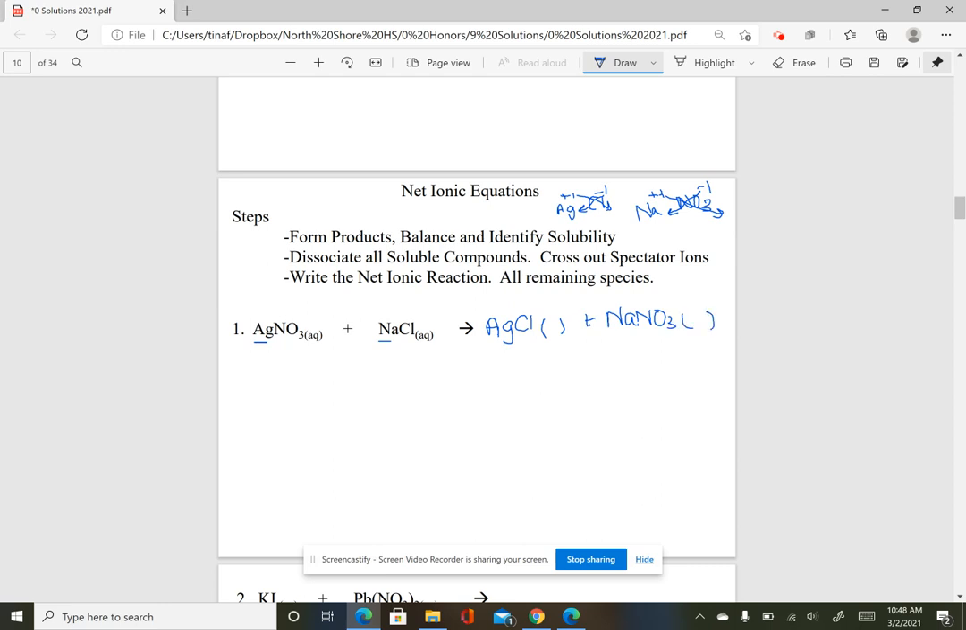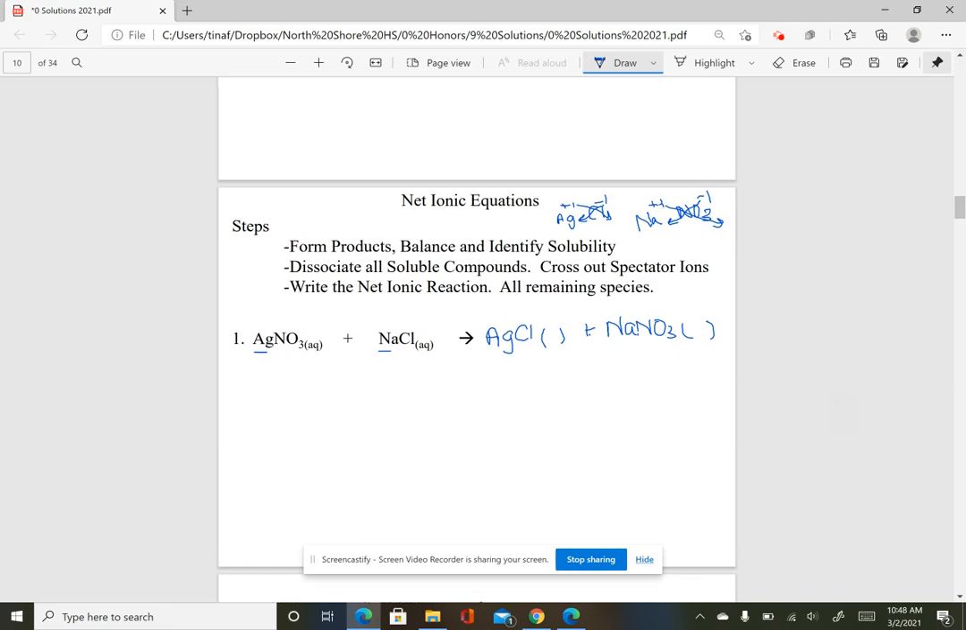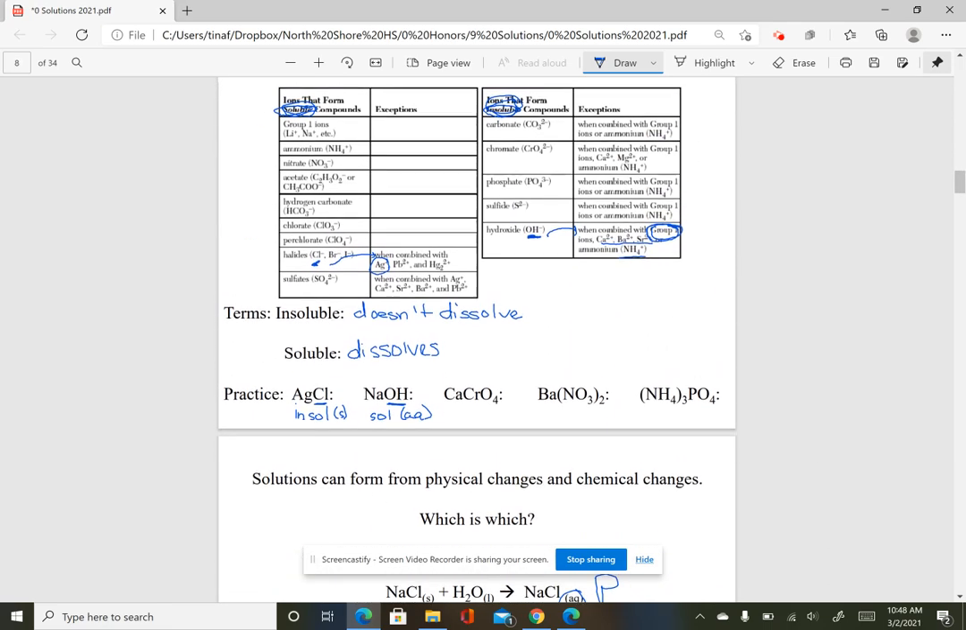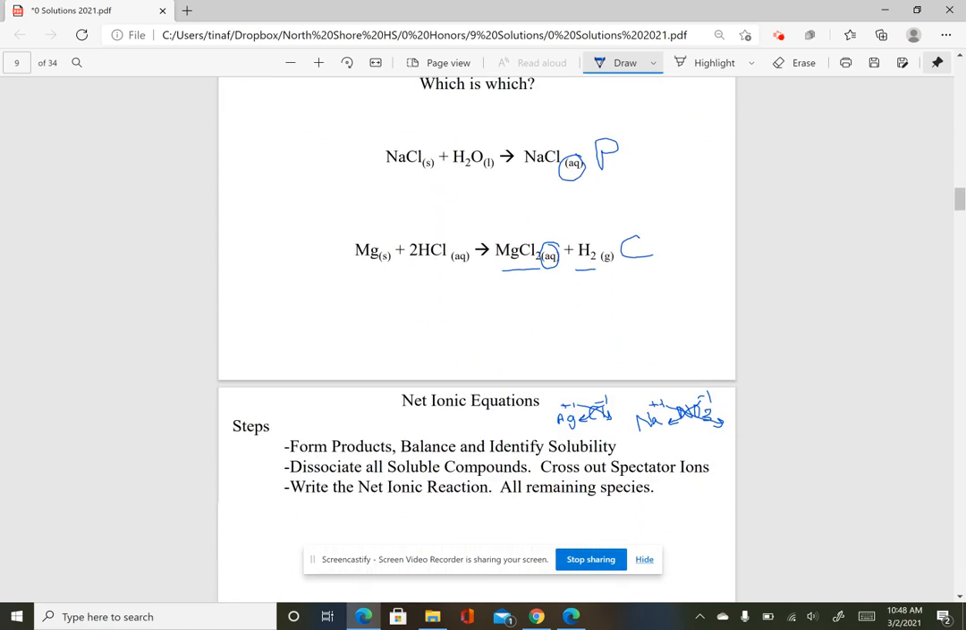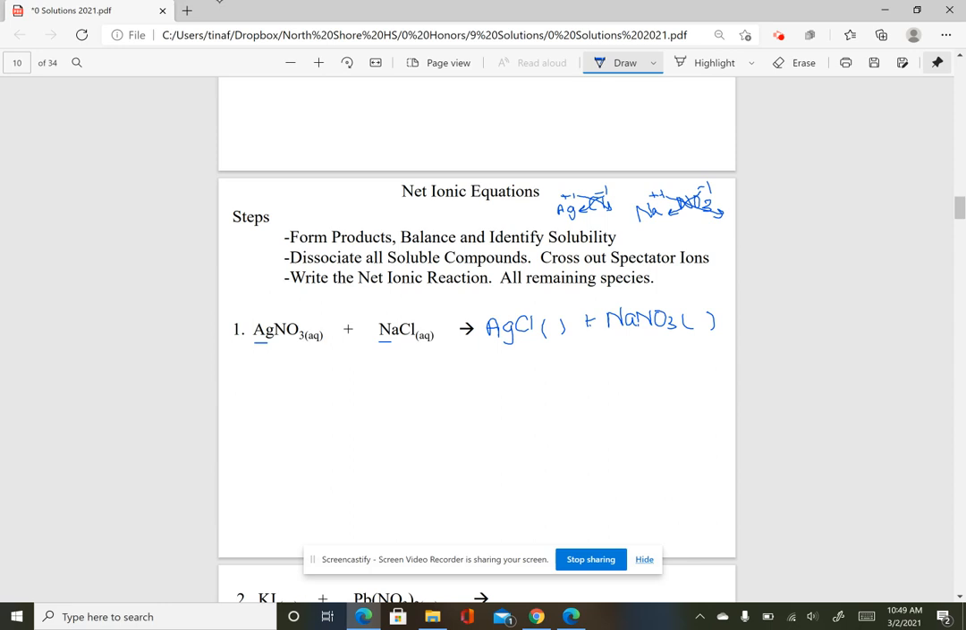Okay, now if I go to table F, which is the table we were just looking at, I want to determine if those two things that I just made are soluble or insoluble in water. So if I go back up, I already looked at AgCl. I know that's insoluble. NaNO3, NO3 has no exceptions. So anytime something is bonded to NO3, I know it's soluble. So I want to write this is going to stay solid and this is going to be aqueous, right?